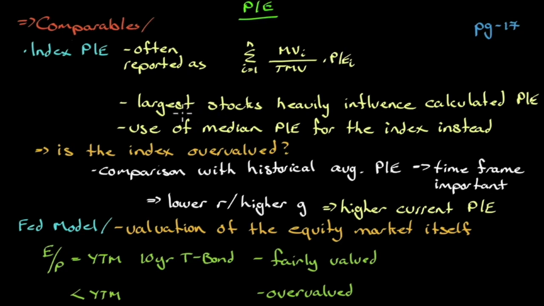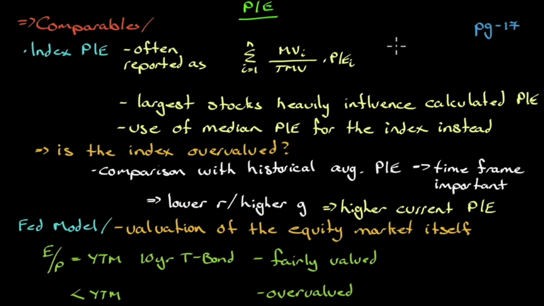Problem is, the largest stocks heavily influence the calculated PE, so we take a step back from that and go back to the median PE. Use of the median PE for the index instead. You rank it from highest to lowest and take the middle one. That's pretty much a nice middle ground that doesn't have much difficulty with it. And we can compare that with our target company. If our target company doesn't fit well in any one particular industry or sector, that makes a lot of sense.